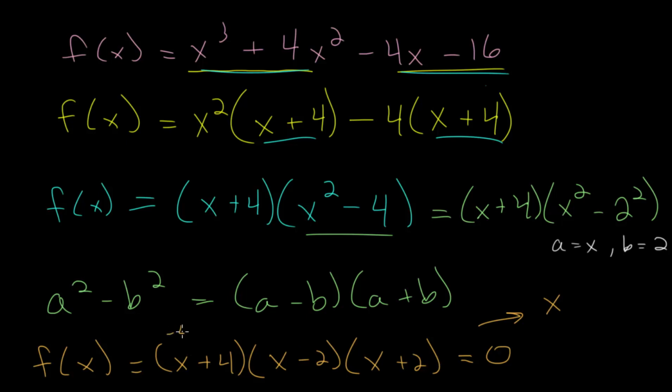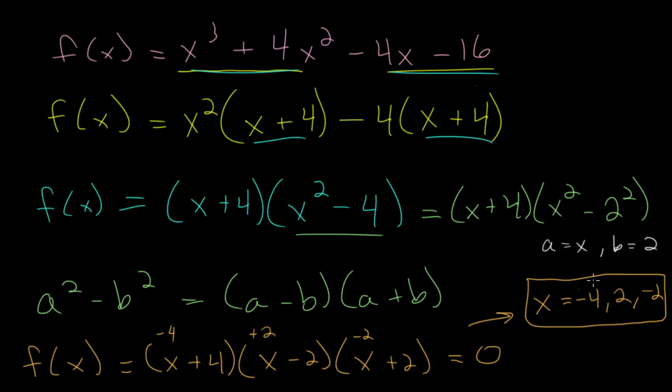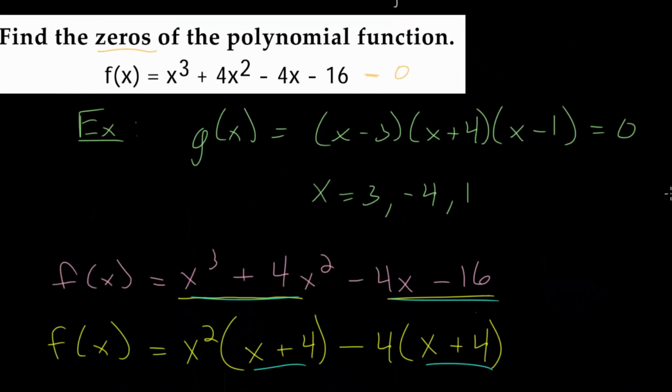Notice that when x is negative 4, this becomes 0, and 0 multiplied by negative 6 multiplied by negative 2 is still 0. So negative 4 is a solution. If we plug in 2 here, that will make this 0, and if we plug in negative 2 here, that will make this 0. So it looks like the zeros of this polynomial function are negative 4, 2, and negative 2.